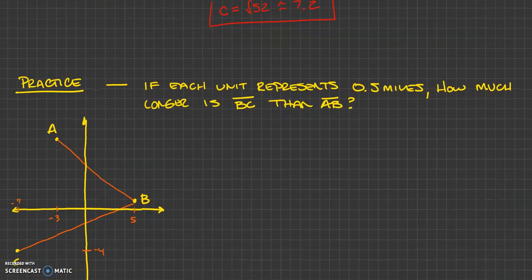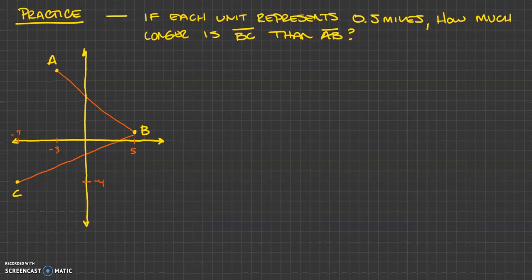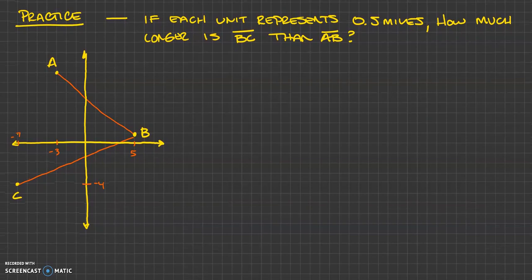Let's look at one more practice problem on this video. It is a little bit more involved. You'll notice that I have two different lines. I have AB and BC. Now, I would encourage you to read the instructions here. What I'm asking for, pay close attention to the fact that each unit on this graph represents 0.5 miles. And I'm asking how much longer is line segment BC, this one, than AB. So if you haven't done so, pause the video and give this problem a try on your own.